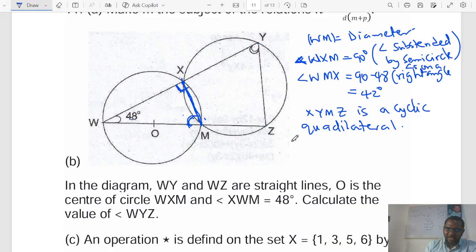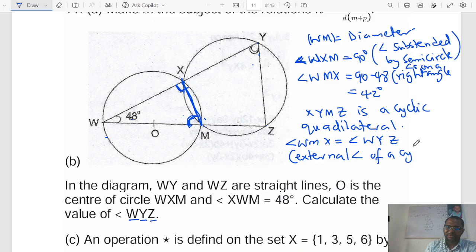since my angle WMX is equal to 42 degrees, this angle is also equal to angle WYZ, which is what we are looking for. It says calculate the value of WYZ. So angle WYZ is equal to this angle here. And the simple reason is what we call the external angle of a cyclic quadrilateral.